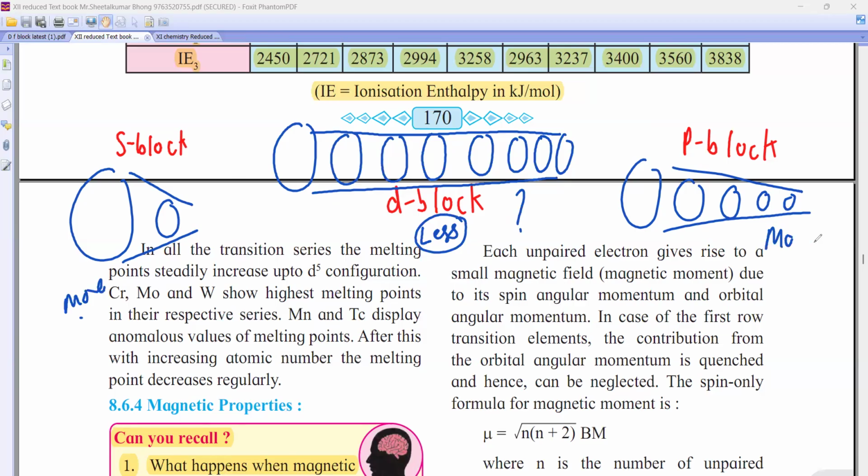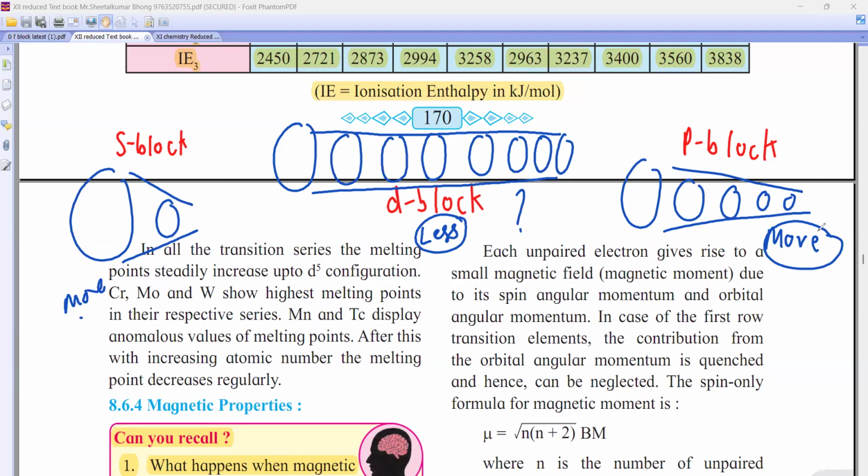Give a hint now. Can you please give a hint? Okay. In S block and P block, the electron enters directly into the last shell, and in D block it enters into the penultimate shell.